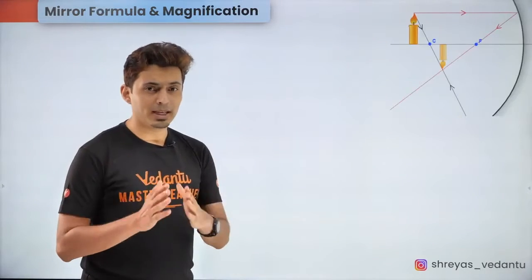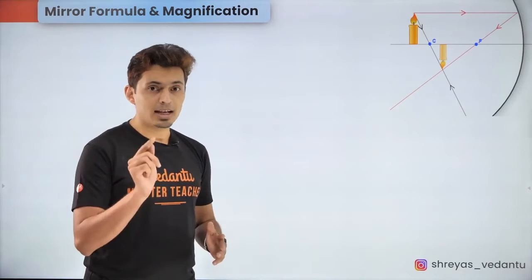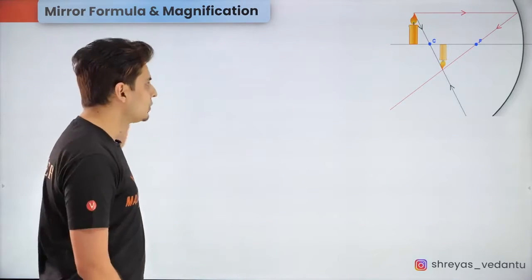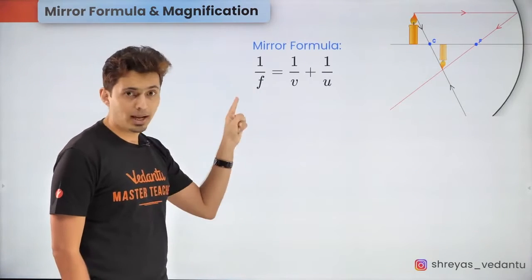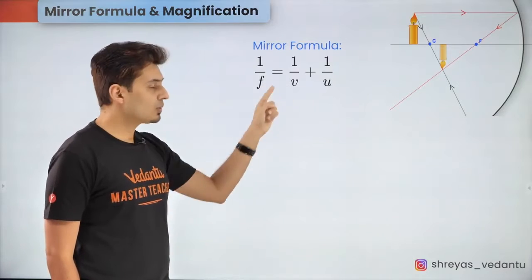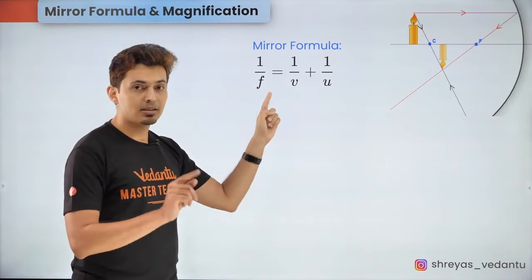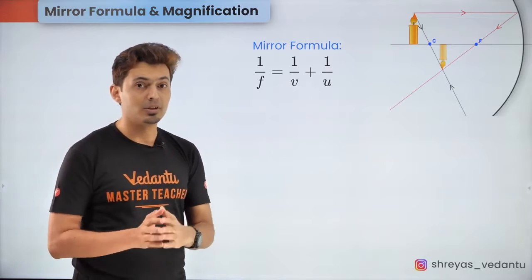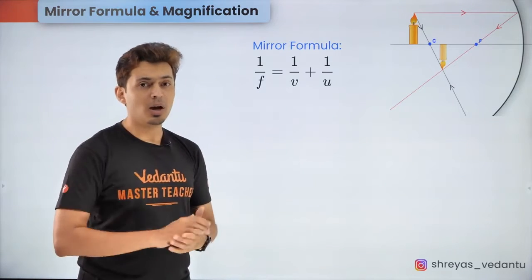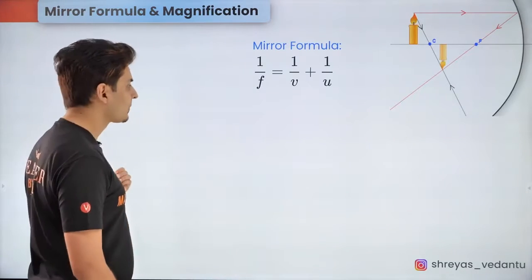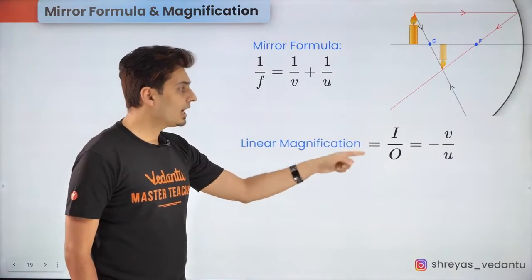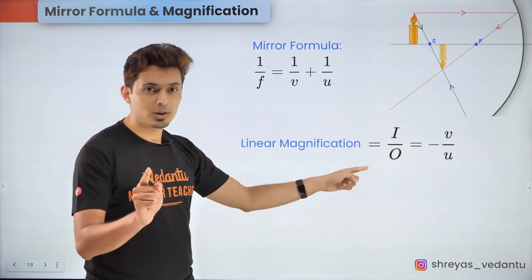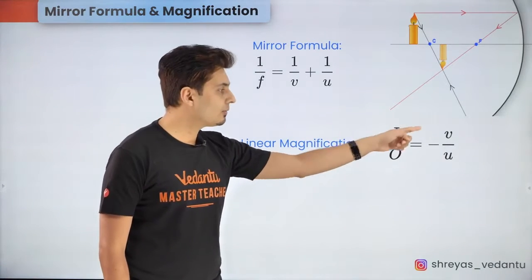If you want to find out the characteristics of the image formed as well as its location, then you need to use the mirror formula, which is 1/f = 1/v + 1/u. v is the image distance, u is the object distance, and the values have to be substituted with proper signs, which you have already studied in your 10th grade. Now the image can also be magnified, and the height of the image upon the height of the object is given by m = -v/u.